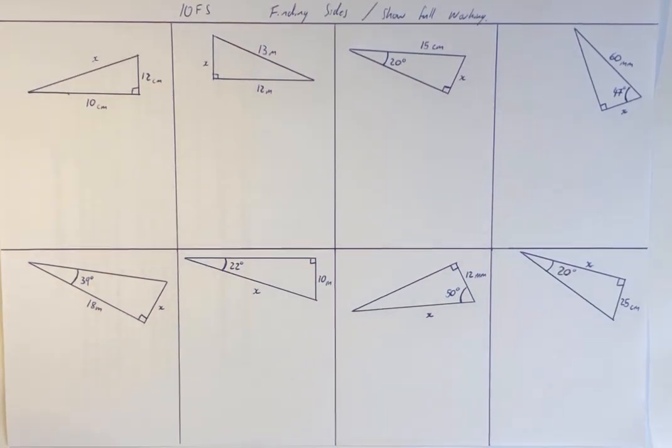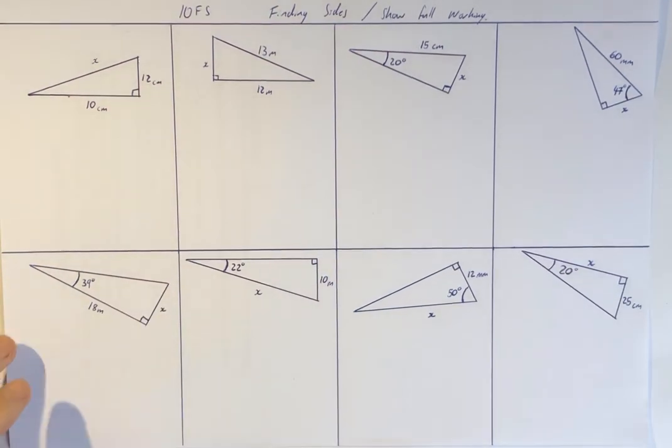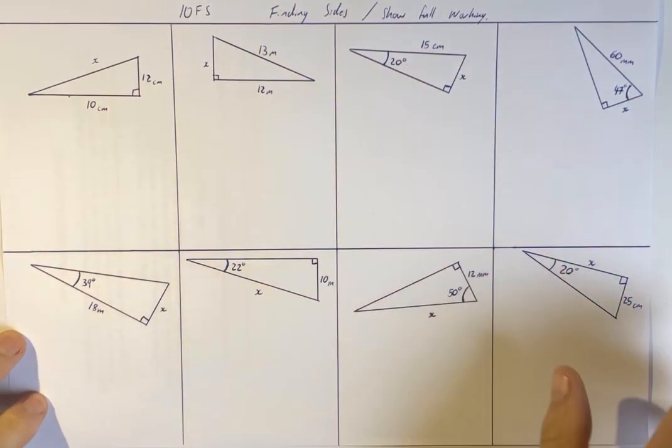Hi guys, this is a worksheet I handed out. I think this was the end of last week or the start of this week, and I realised I've lapsed and I haven't actually run through it with you yet. So this is a worksheet for 10FS. It's finding sides of right-angled triangles.